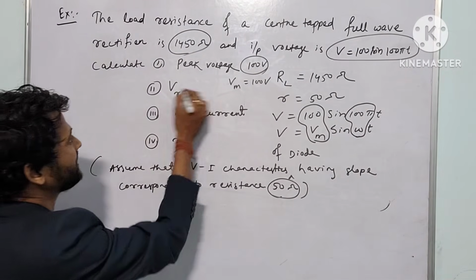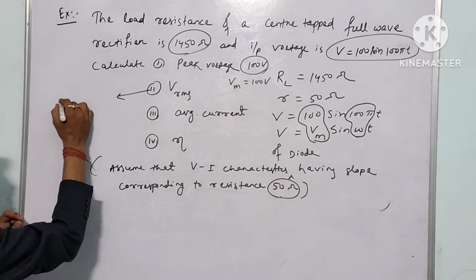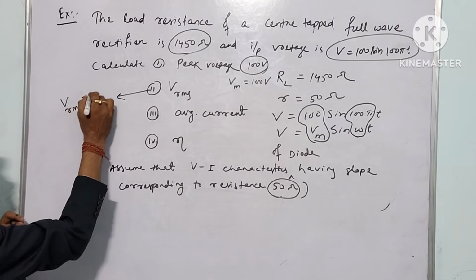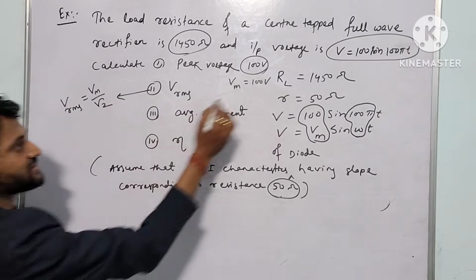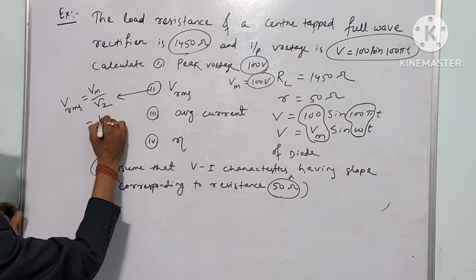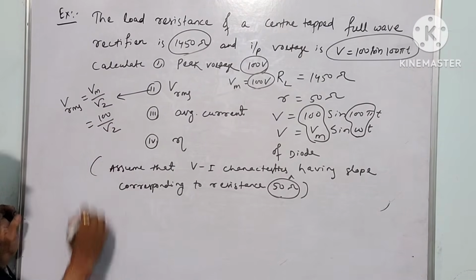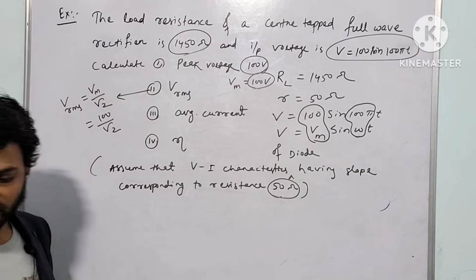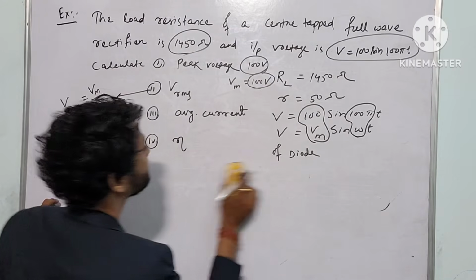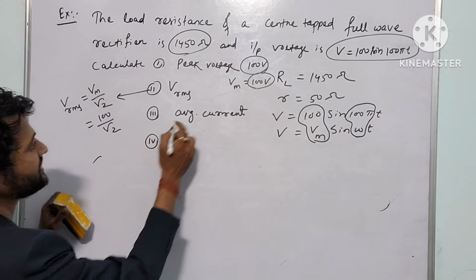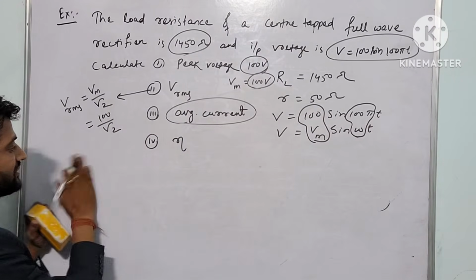Clear? So VRMS क्या है? फुल वेव रेक्टिफायर में VRMS का फॉर्मूला क्या है? V maximum upon √2. Right, V maximum already it is there, so answer is 100 upon √2. Clear? Then what is it given, what is the average current?